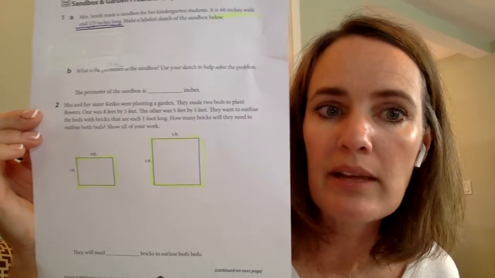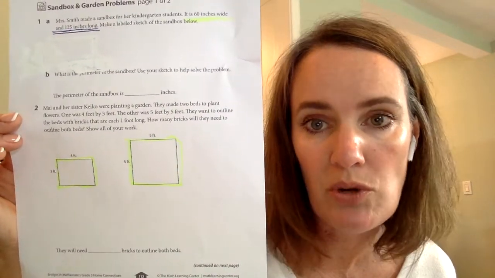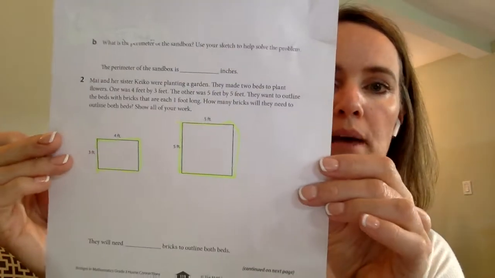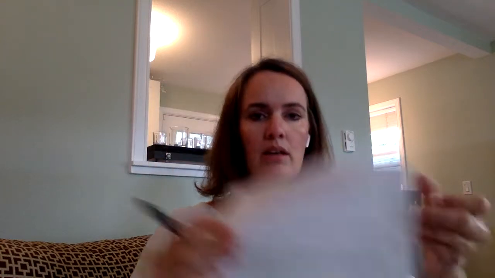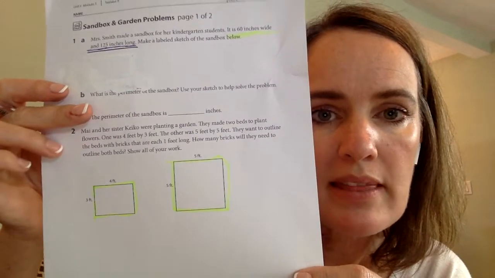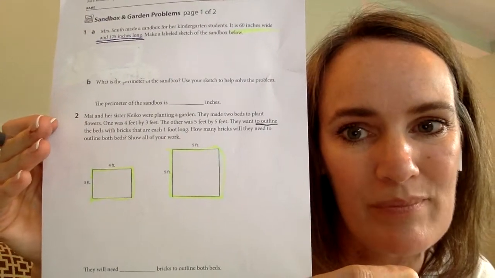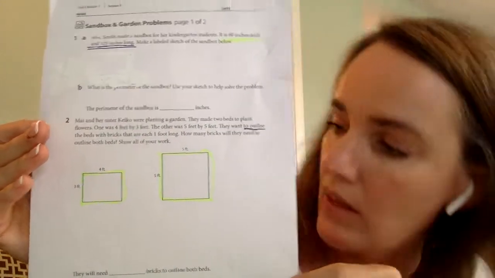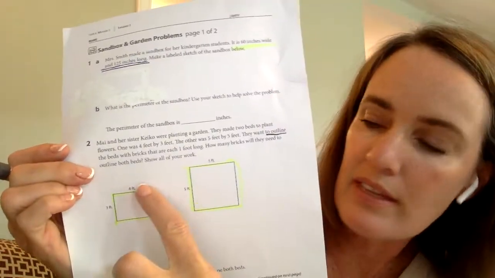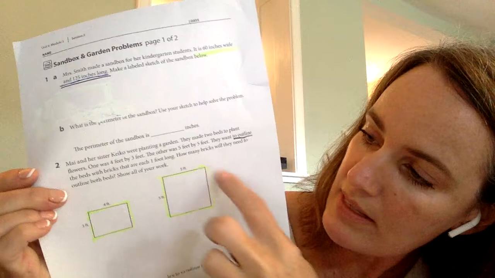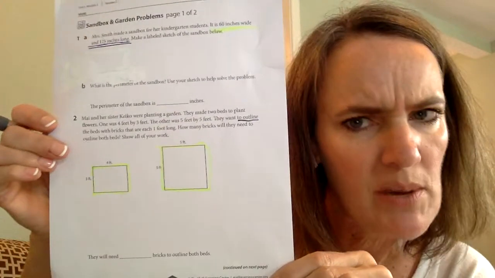How many bricks will they need to outline both beds? Show your work. So you can see that I've highlighted the outline of both beds. Are you going to be finding the perimeter of those flower beds or the area? I bet if you are thinking that outline means the outside of the bed, that you want to find the perimeter. You would be exactly right. So I'm going to find the perimeter of this flower bed and this flower bed. And then do I stop there?